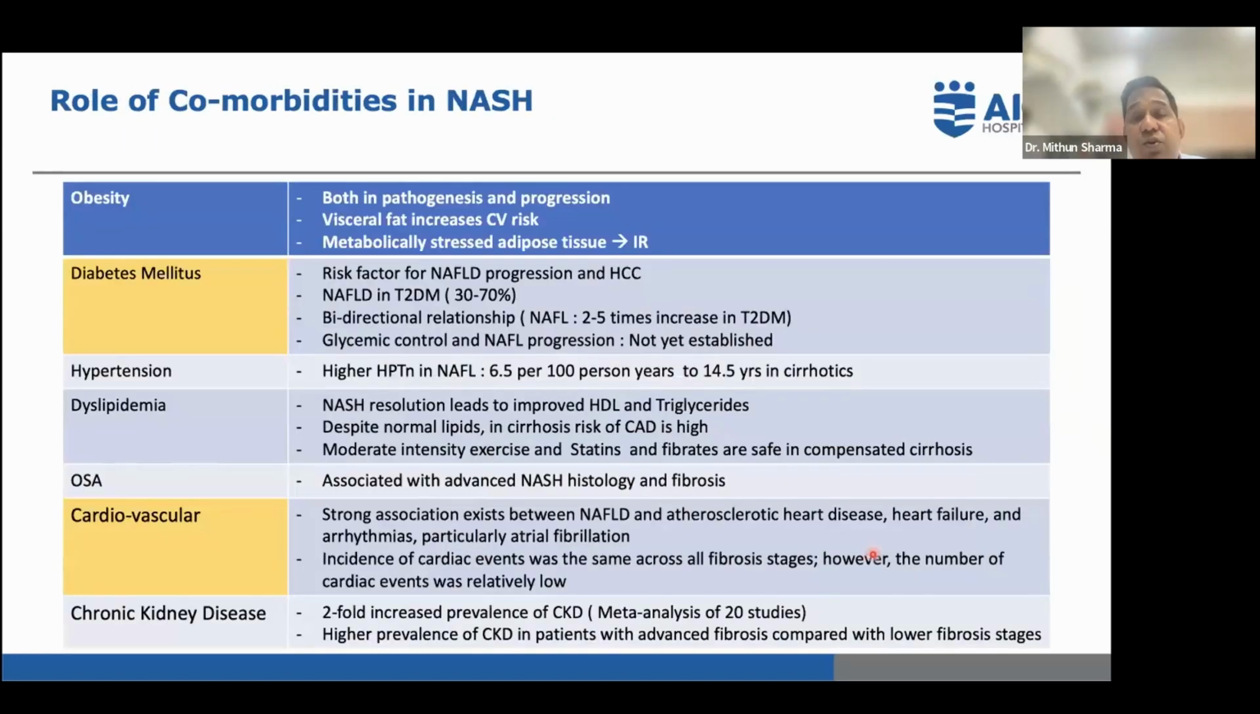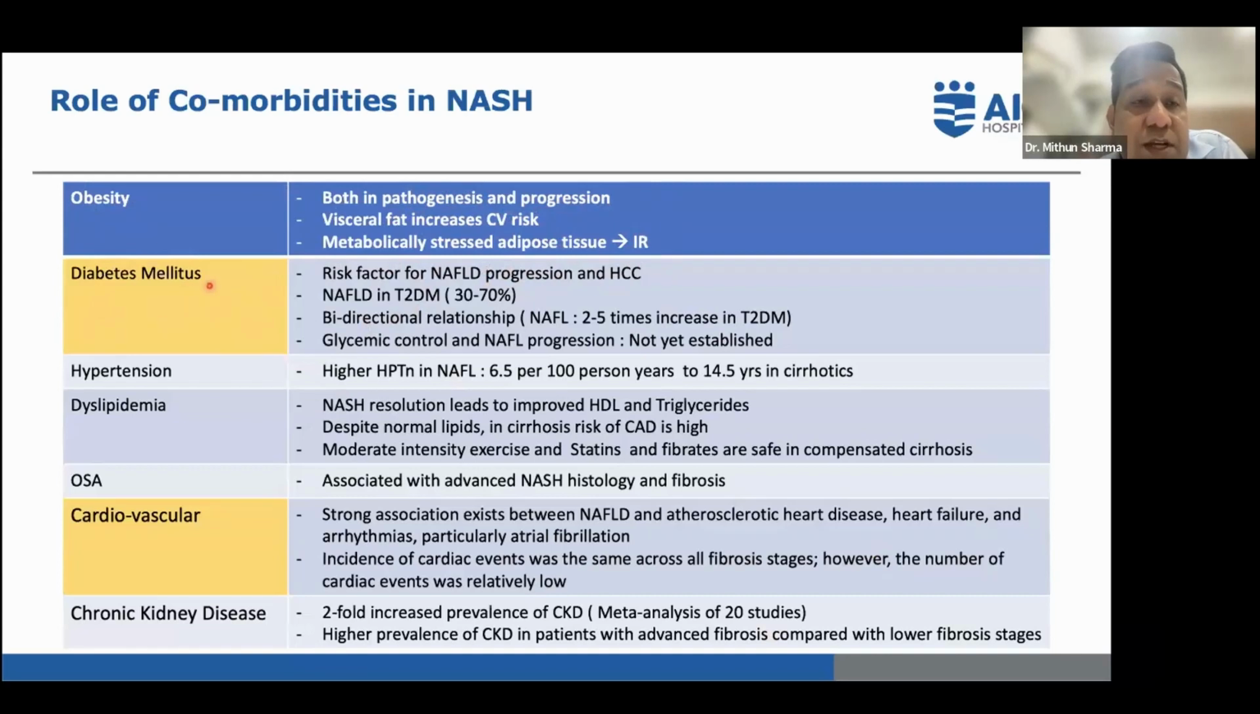There is a significant role of comorbidities in patients with NASH. We hardly see a patient of NAFL who does not have additional comorbidities. Obesity is the most common. Many are obese, many are overweight. So obesity is being reported to be associated both in the pathogenesis and progression. A fatty liver patient who has more visceral fat has more cardiovascular risk. And patients who have stressed adipose tissue, that is adipose tissue which is not healthy, develop insulin resistance.